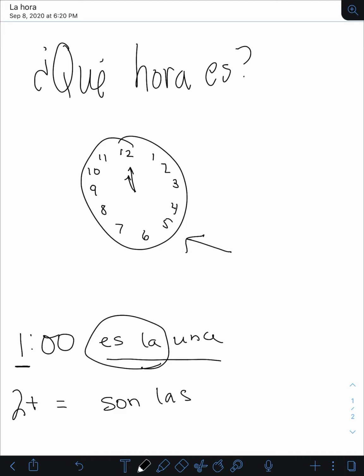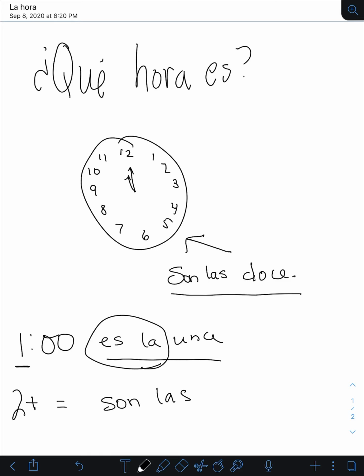So if it's 12 o'clock, okay, you start with son las, right? And then you have to know your numbers. So what is 12 in Spanish? I'll let you think about it for a second. Is it 10, 11, 12, 13? Which one that I just said is 12? Yep, son las 12. So this is literally saying it is 12 o'clock.